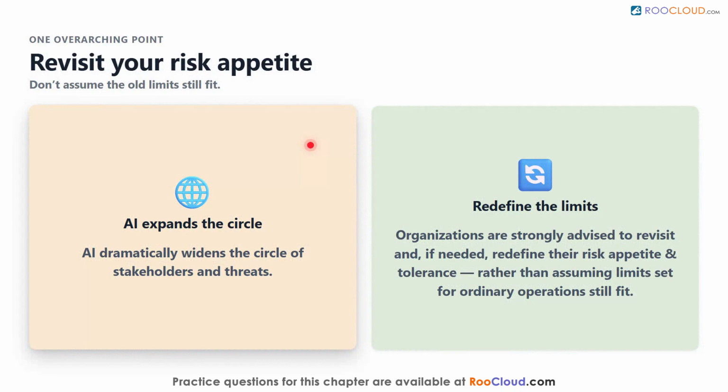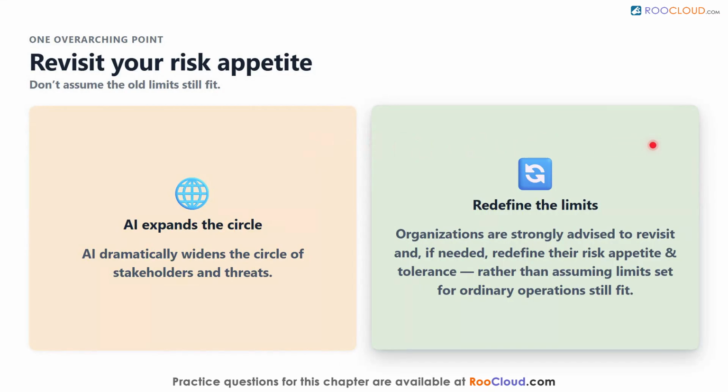One overarching point ties it together. Because AI dramatically expands the circle of stakeholders and threats, organizations are strongly advised to revisit, and if needed, redefine their risk appetite and tolerance, rather than assuming the limits set for ordinary operations still fit.